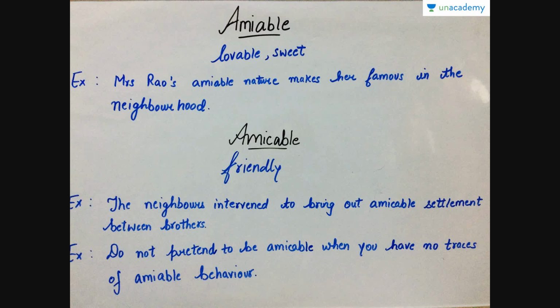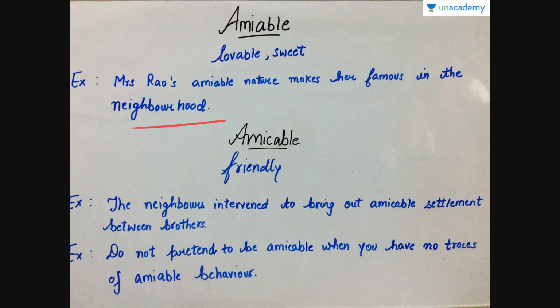So the first word is amiable and amicable. What is the difference between both of them? The meaning of amiable is lovable and sweet. For example, Mrs. Rao's amiable nature makes her famous in the neighborhood. That is, her lovable nature, her sweet nature makes her famous in the neighborhood.